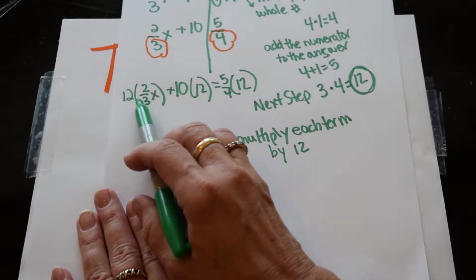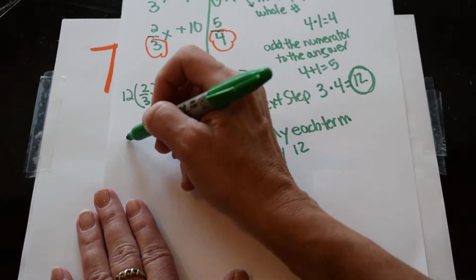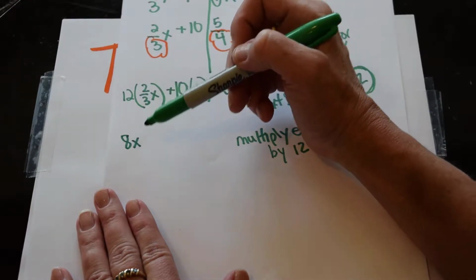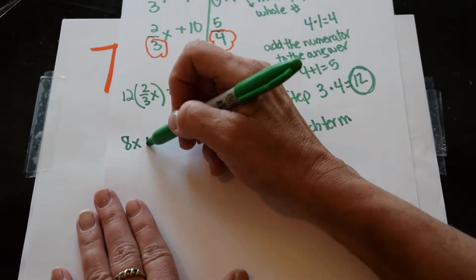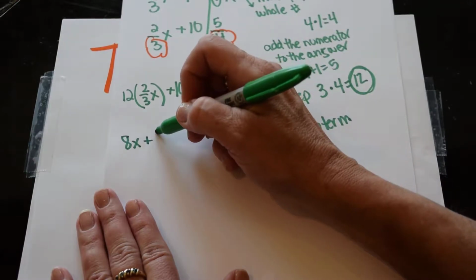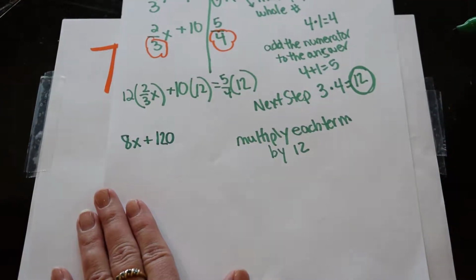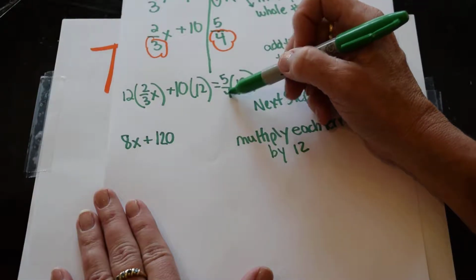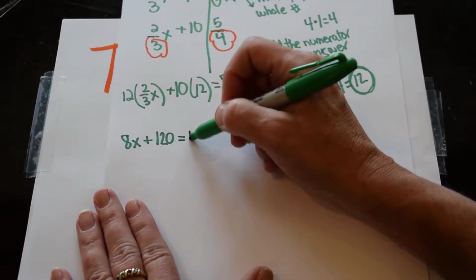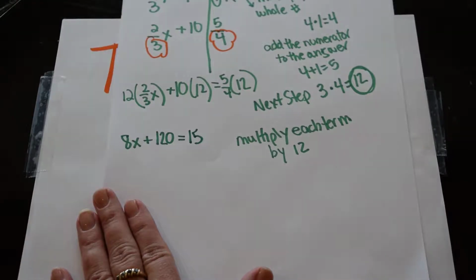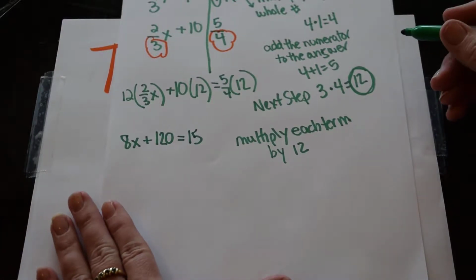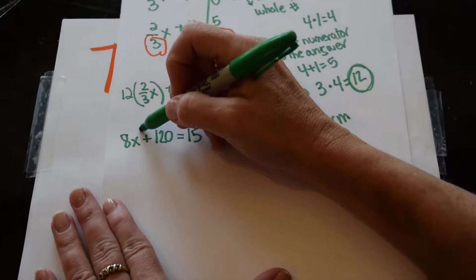So when I multiply these two together, I'm going to end up with 8x. I did 12 times 2/3, and I got 8x, plus 10 times 12, which I'm going to find is a big number, 120. And then I'm going to take my 5/4 times 12, and when I multiply that together, I'm going to end up with 15. So now, we've got a regular old two-step equation. Piece of cake for all of you. You all know what to do with this. You guys are awesome at it.